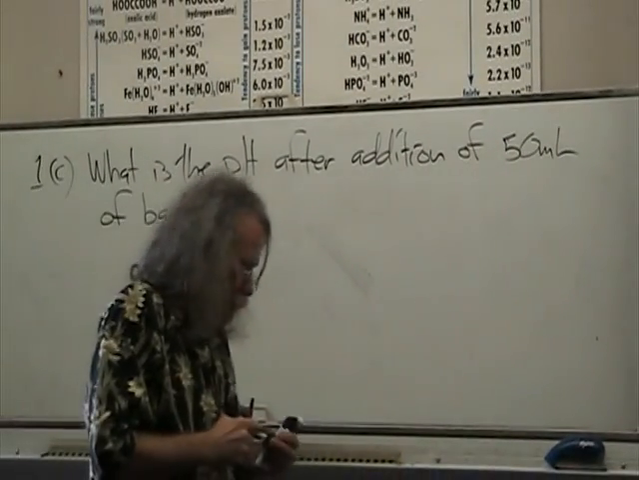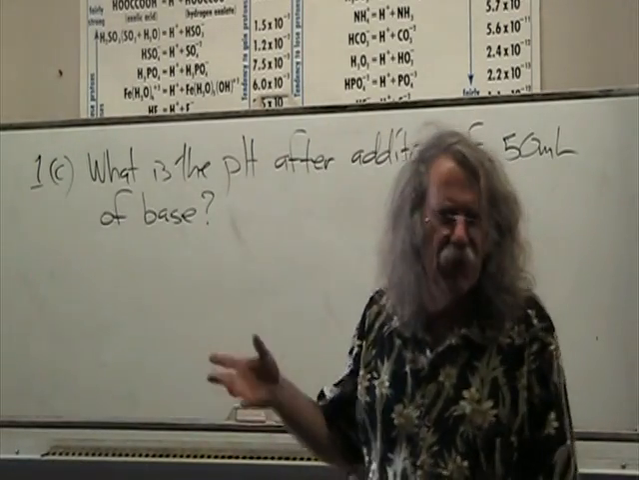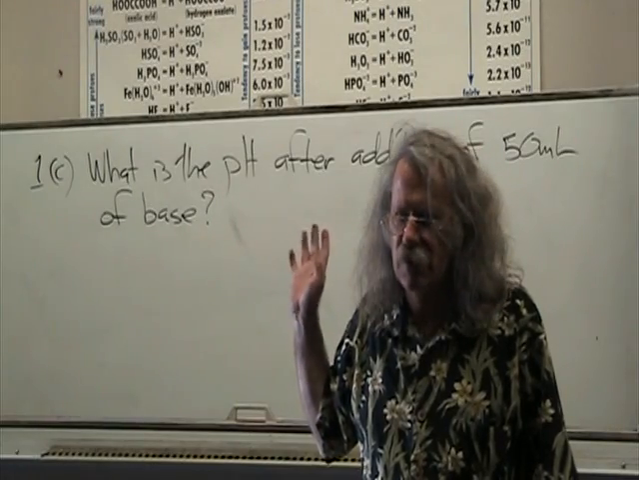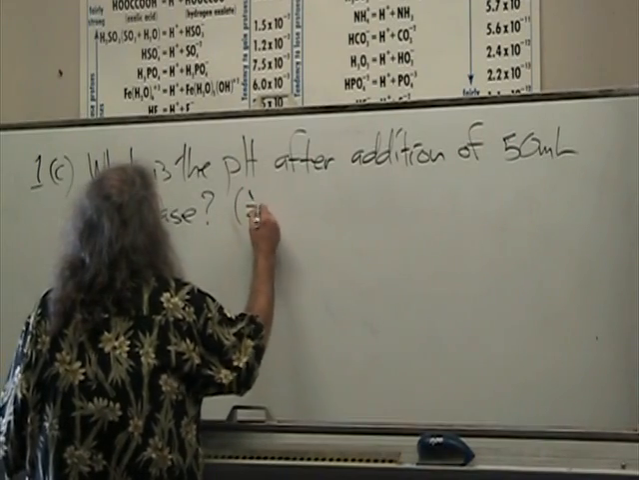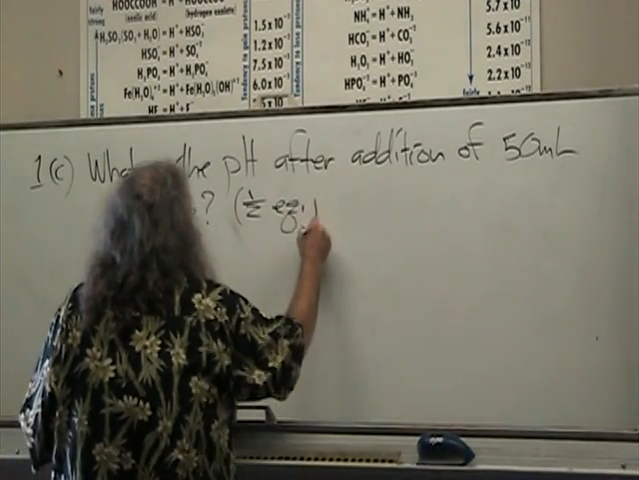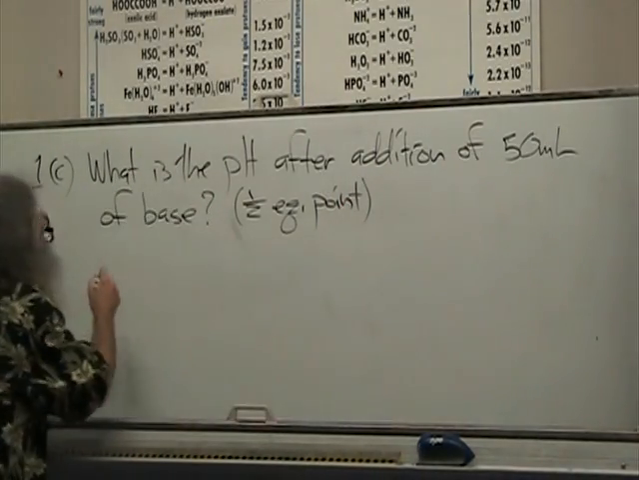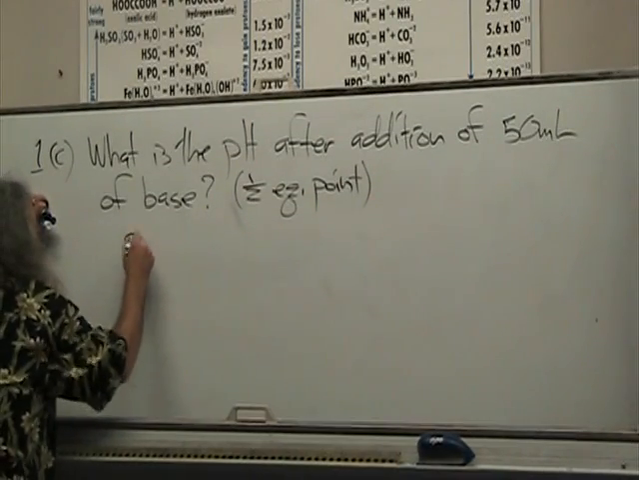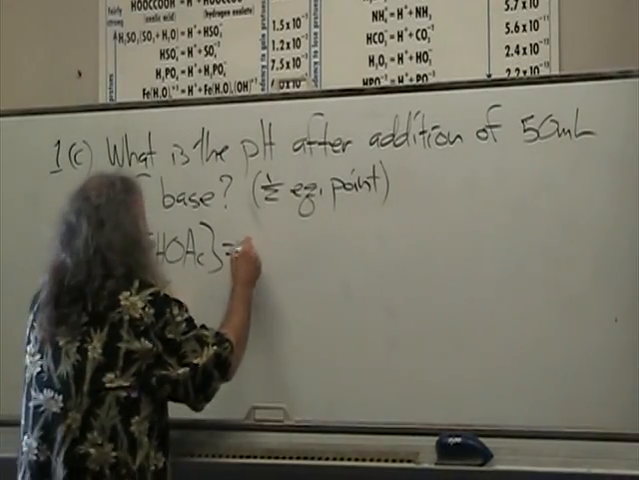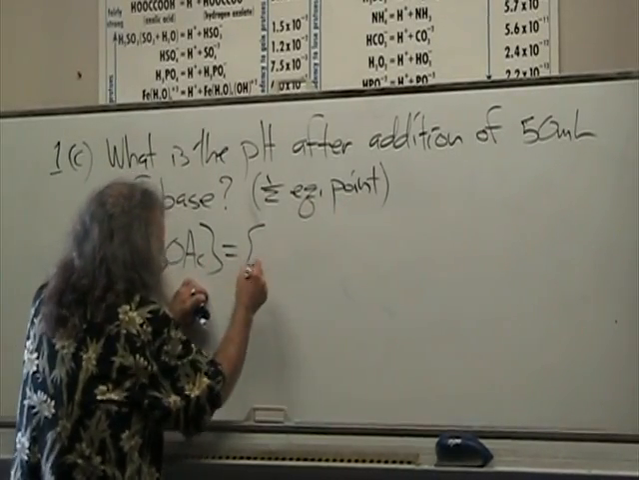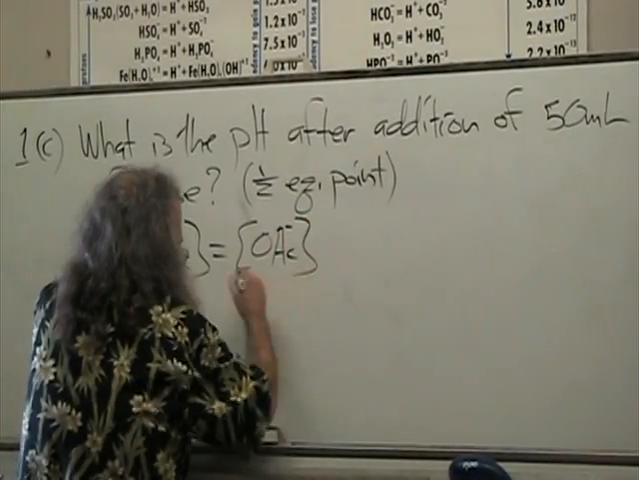So after 50 mils of base, what is the pH? And now what is this particular 50 mils of base? What condition is this? This is the half equivalent. So the concentration of acetic acid equals the concentration of acetate. This is at the half equivalent point, therefore pH is equal to pKa, since the acetic acid concentration is equal to the acetate concentration.